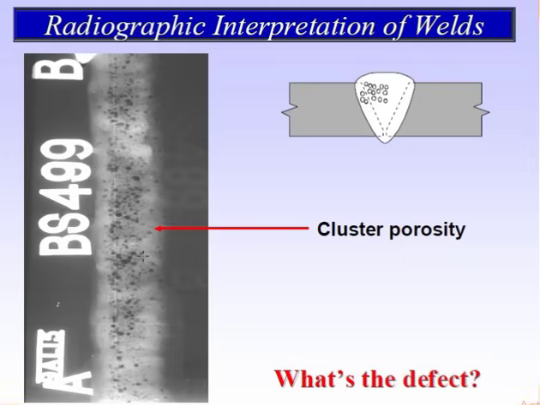This is the cluster porosity. If you see in the radiographic image, the many black dots like that, it is the cluster porosity. It is the defect flow side.